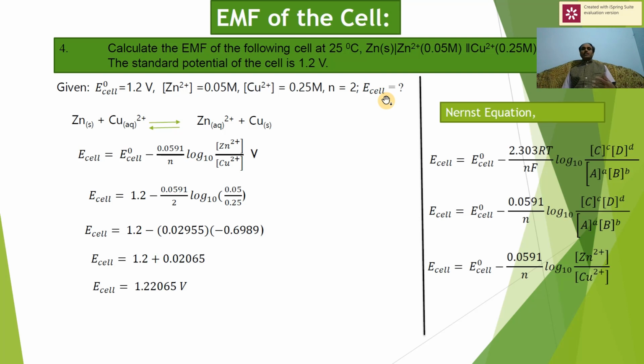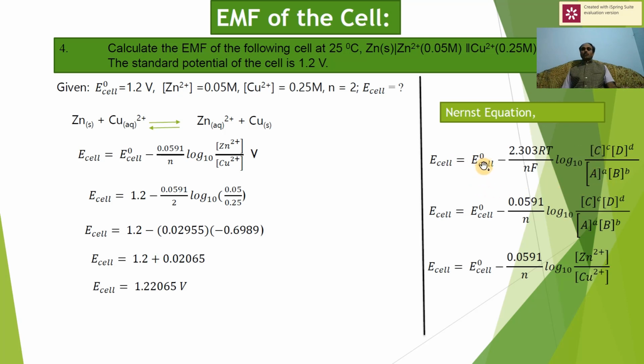Then what is the equation you have to use? You have to use the equation which you have already used in the calculation of the potential of the half cell. You might remember in the derivation, you have derived the Nernst equation for the complete cell. The equation is given here.